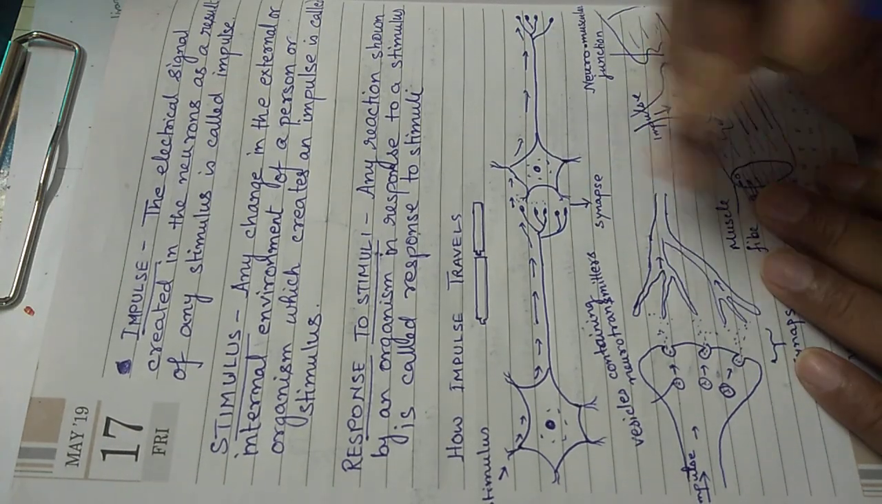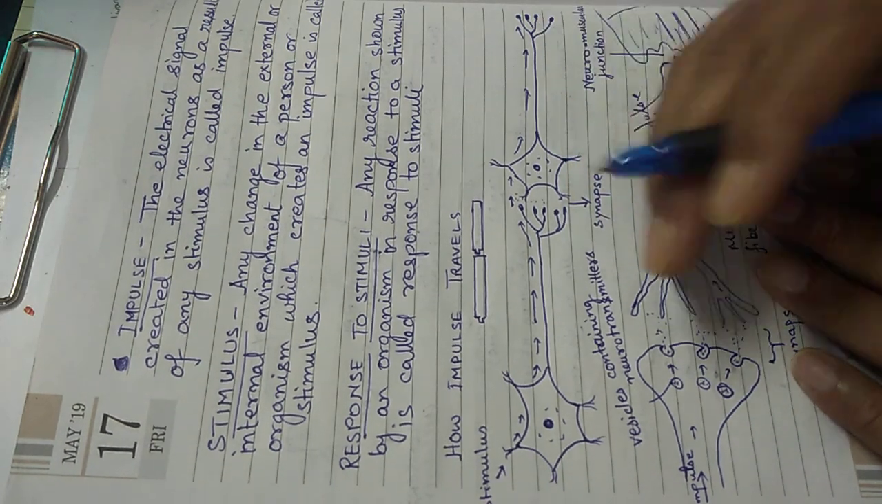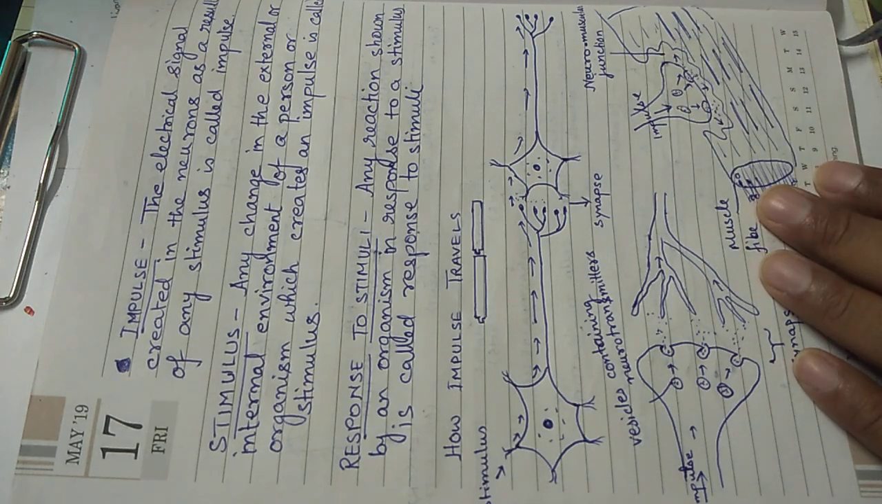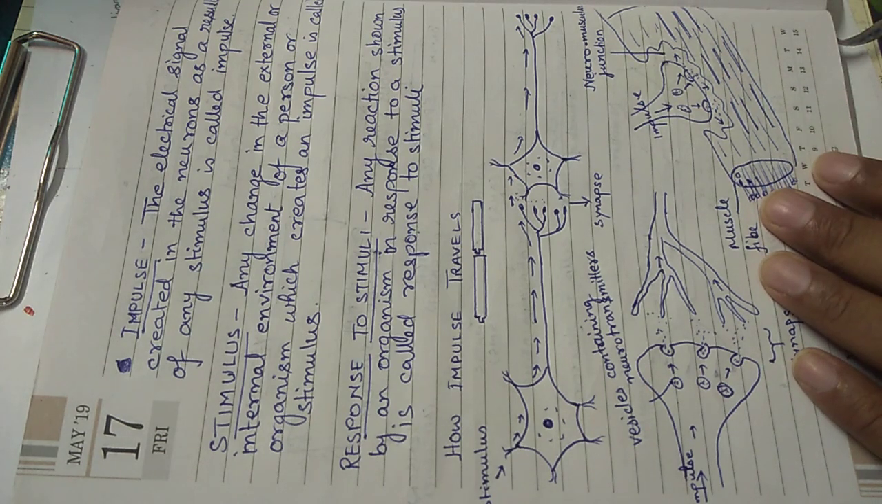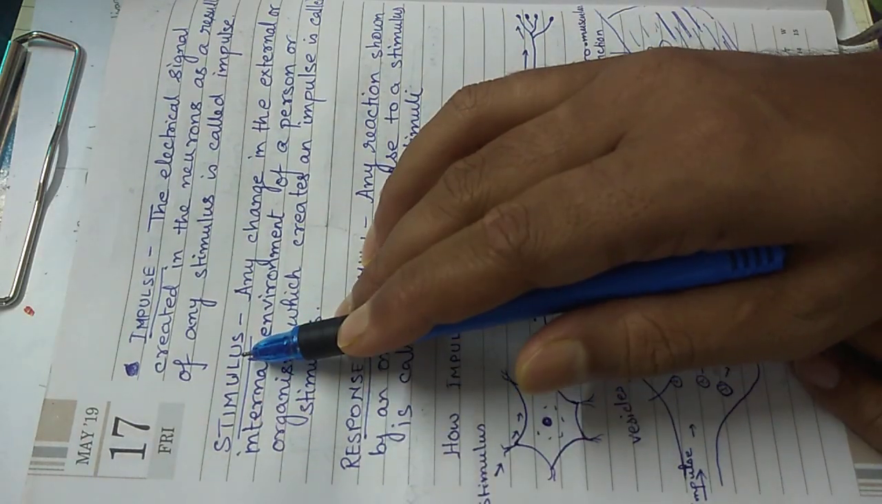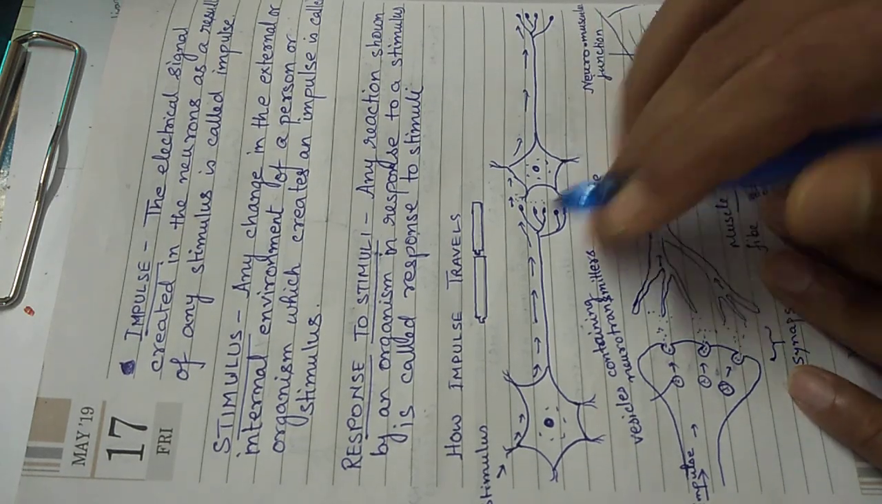Suppose there is a loud bang. You will get startled, right? Your heartbeat will become fast. But if that loud bang is occurring very far away, suppose hundreds of kilometers away, obviously you will not be startled. So the change in the environment should be able to create an impulse in your nerves. Only if the impulse is created is such a change called a stimulus. It can be any kind of change, internal or external.